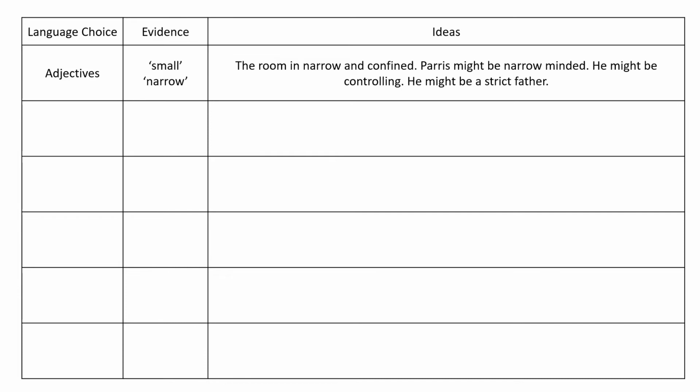So I've looked at the adjectives small and narrow. We've already said that the room is narrow and confined. So Paris might be a narrow-minded man. He might therefore be quite controlling because he wants everything to be tight and together. So if he's Betty's father, what sort of father might he be? He might be really strict and controlling, want to do everything his way.